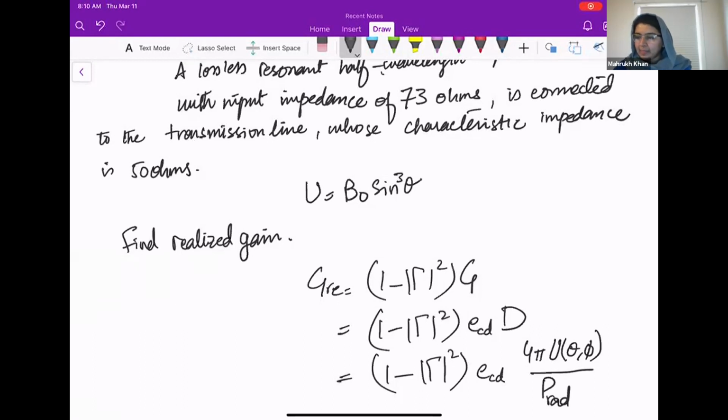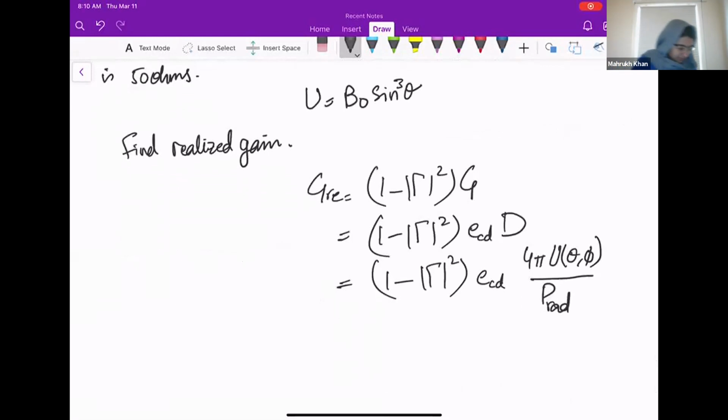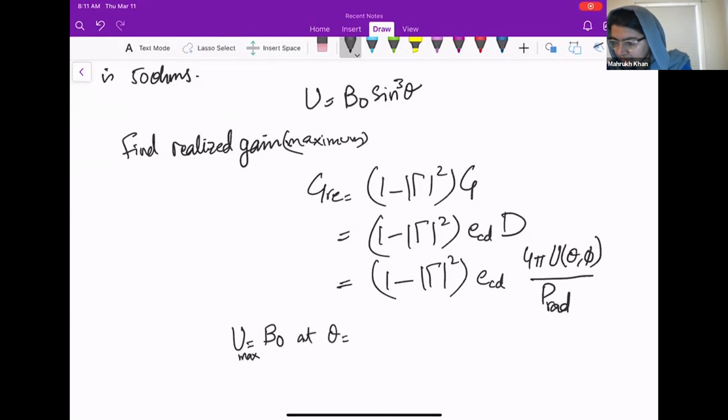Another thing is that our maximum intensity is 1 at theta equals pi by 2. So we can think about that too. Because they said maximum realized gain, we can just take the maximum radiation intensity, which will be B naught at theta equals 90. And yes. Okay.